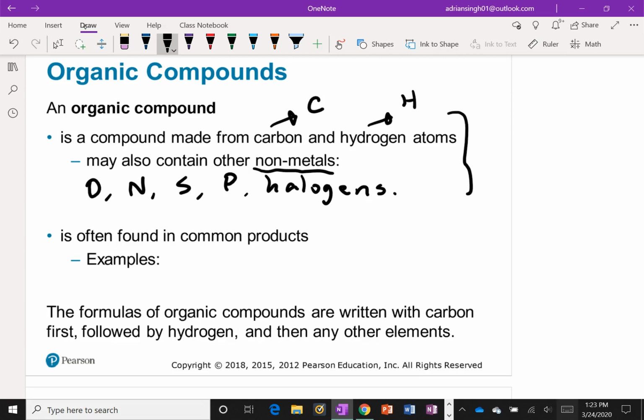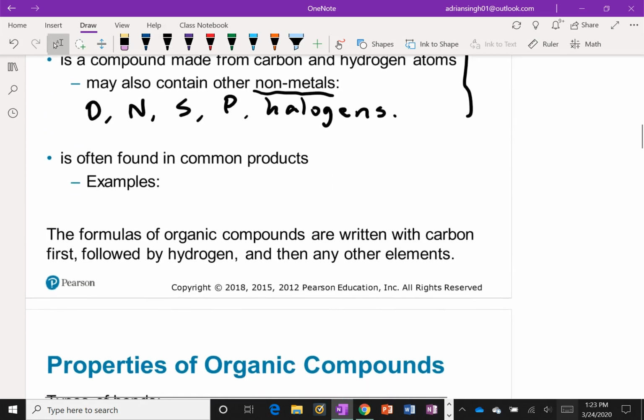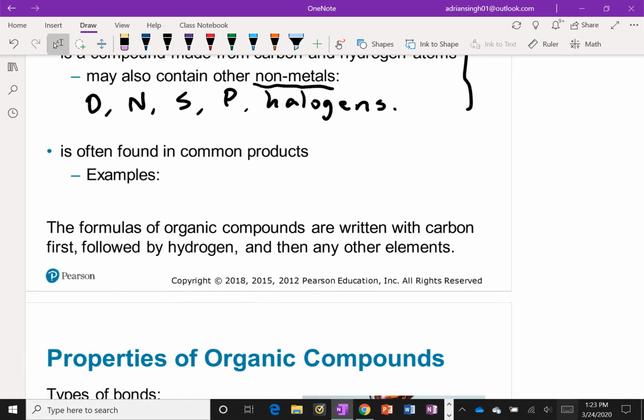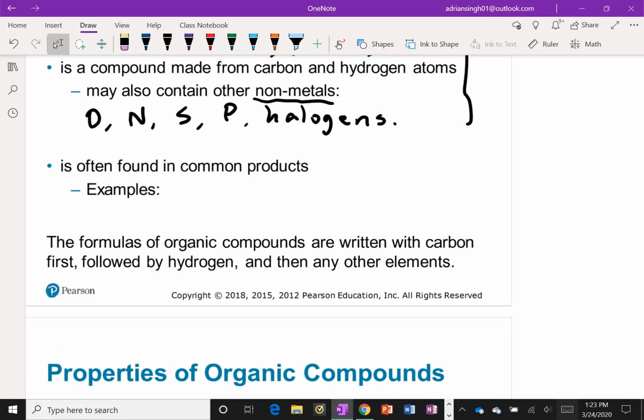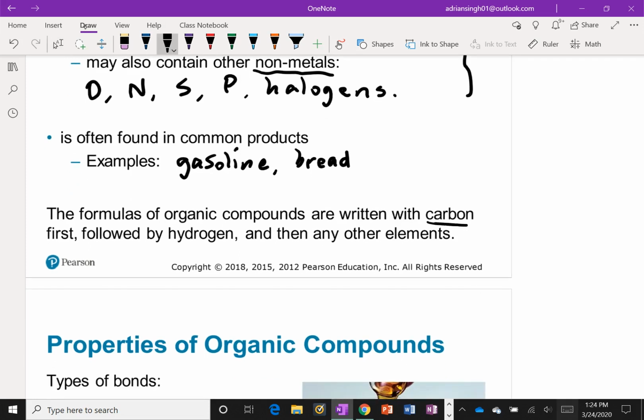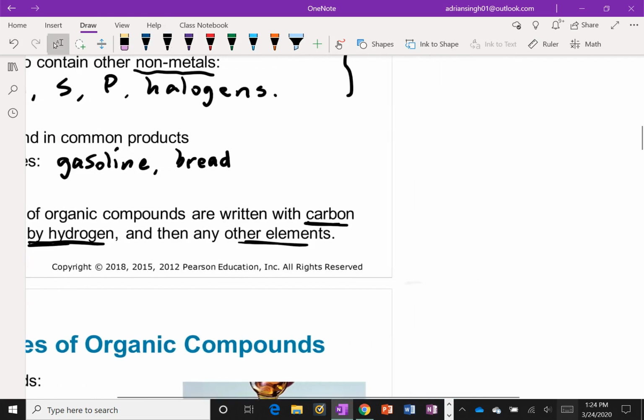Organic compounds are typically found in common products. So for instance, you have a bunch of organic compounds in things like your gasoline, and your bread, for instance, is made up of organic compounds. And you can think of many examples of organic compounds. Typically, when we write the formulas for our organic compounds, we usually write the carbon first, the hydrogen second, and then any other elements listed after.